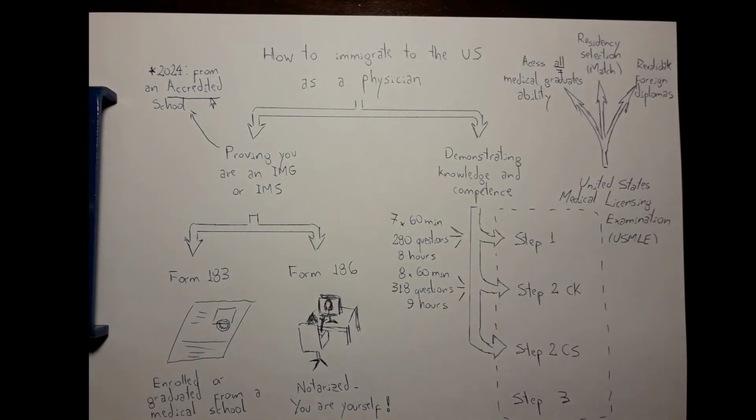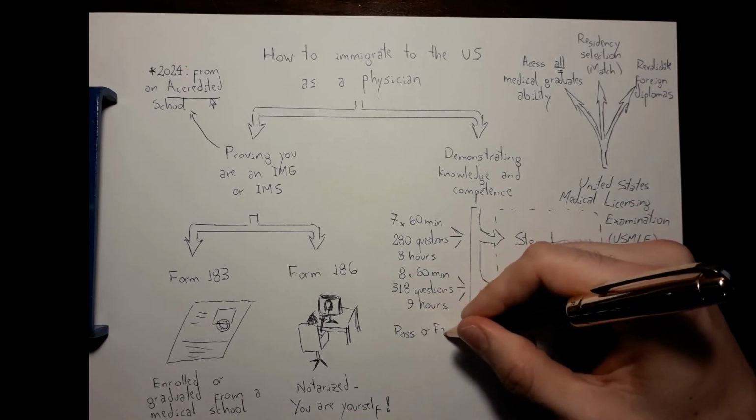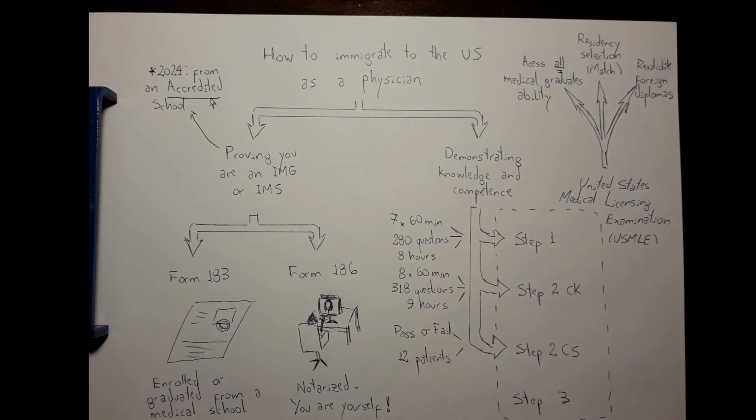Step 2 CK regards clinical disciplines, including medicine, surgery, pediatrics, obstetrics and gynecology, and psychiatry. And Step 2 Clinical Skills consists of seeing 12 patients, who are actually actors, and has no grade. It's graded as pass or fail. It should also be noted that Step 1 will eventually become a pass or fail exam as well. However, for the time being, it's still graded.